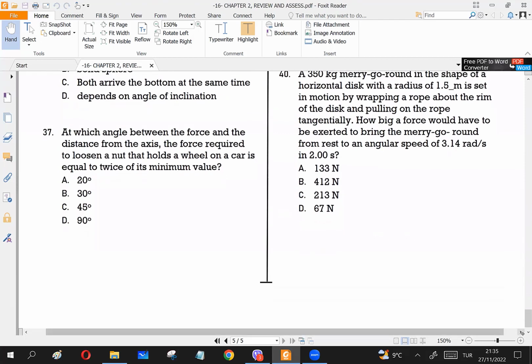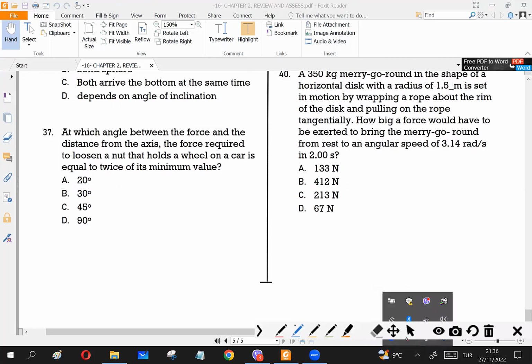Question number 37. At which angle between the force and distance from the axis is the force required to loosen a nut that holds the wheels on a car equal to twice its minimum value? This question is about required torque. Remember, when I was talking about required torque, I said that there is friction between the object and the rotator, an object you want to rotate, and this friction produces a counteracting torque. First, you have to produce a torque which is at least equal to this counteracting torque, then rotation starts. The required torque to start the rotation of an object is always a specific value. And in both cases, you should produce equal torques.